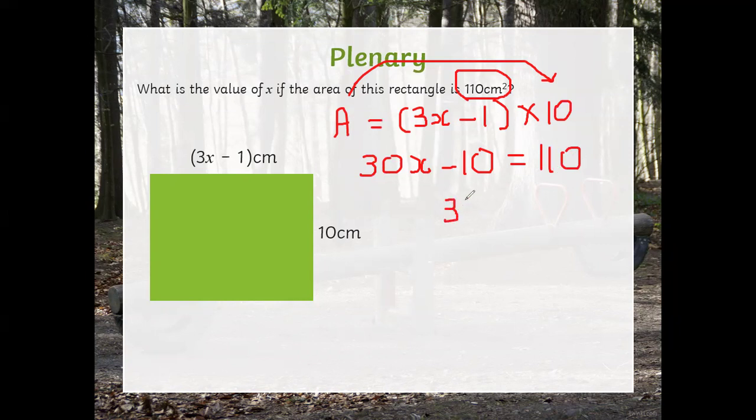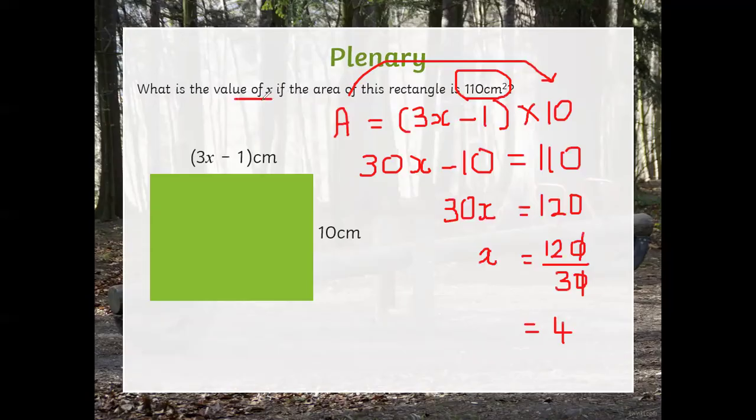Again, now I can use what I've learned before. There's a minus 10, means you got a plus 10. So 110 plus 10 will be 120. And then I have to find x, I've got to divide by 30. Now, in case you don't know, you can write it out. 120 divided by 30. You can see it much better. Cut. 12 divided by 3 is 4. There you see.